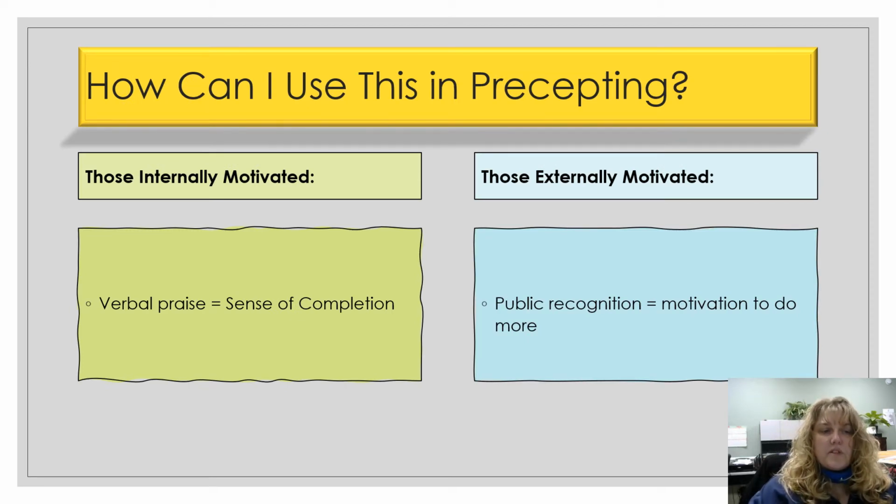So with those that are internally motivated, we want to give them verbal praise. This gives them a sense of completion. It makes them feel like they've done something fabulous. It keeps them enticed, excited, and empowered. And that's really what we want to drive for. Those that are externally motivated, giving them that verbal praise is great, but do it in a public recognition kind of way. It will motivate them more to do more.